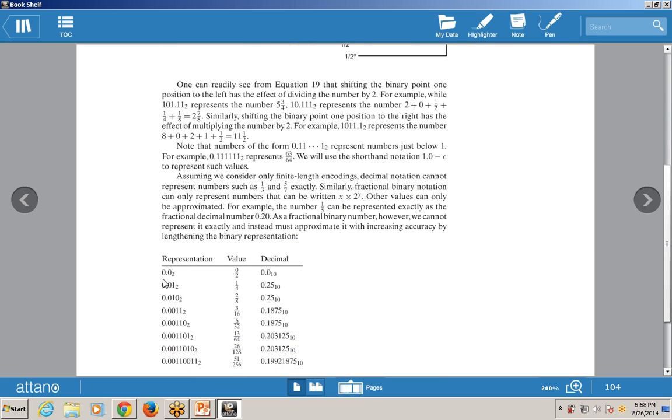This is the same procedure: 0.0, 0.010, 0.01, 0.25. These are the values: 0 by 2, 1 by 4, 2 by 8, 3 by 16, 6 by 32. This is the way we can calculate binary into decimal form.